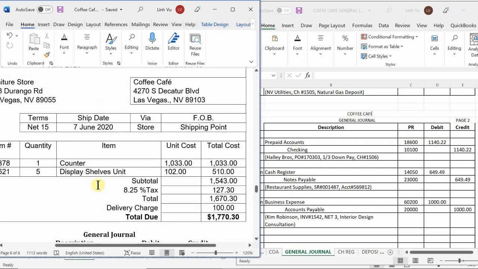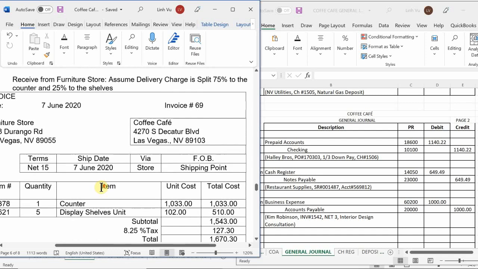Now in this case, how are we going to calculate the total cost of our counter and the total cost of our shelves? We're going to have to split the tax as well, right? Based on the price point. So we'll go ahead and figure all of that out in a second.